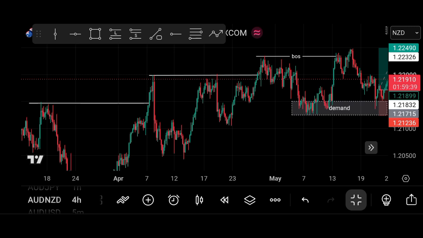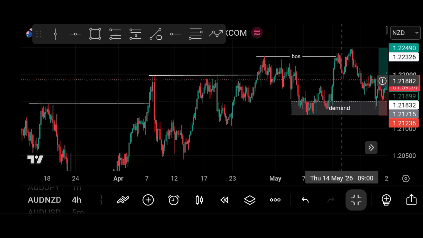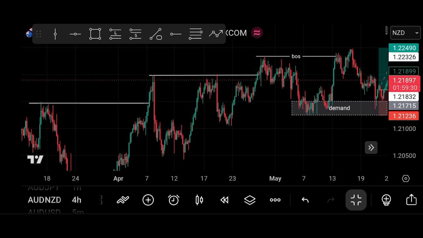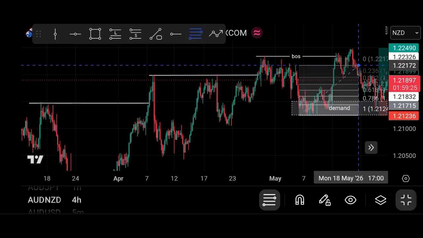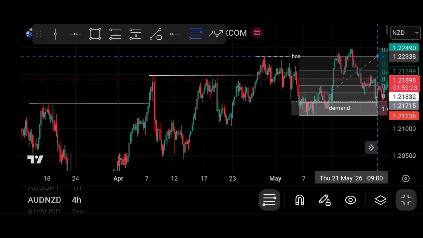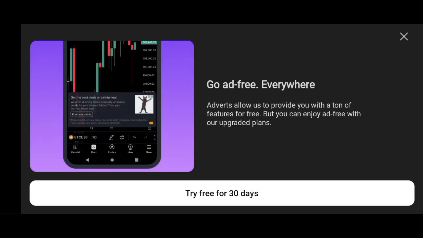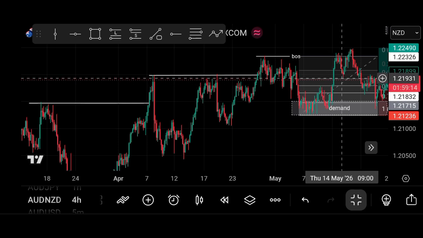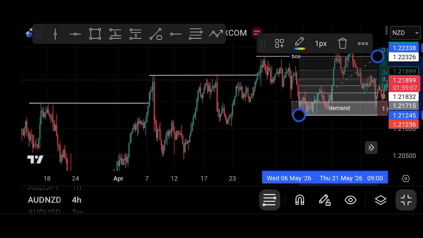What are you now looking for? After you break of structure, you make sure that this first pullback does not reach your 50% fib level. Let me draw that. So now here to here, does it reach our 50% fib level? The answer is no, because here is our 50% fib level, this area here. Did this low reach our 50% fib level? The answer is no. So that means the area has not been mitigated.